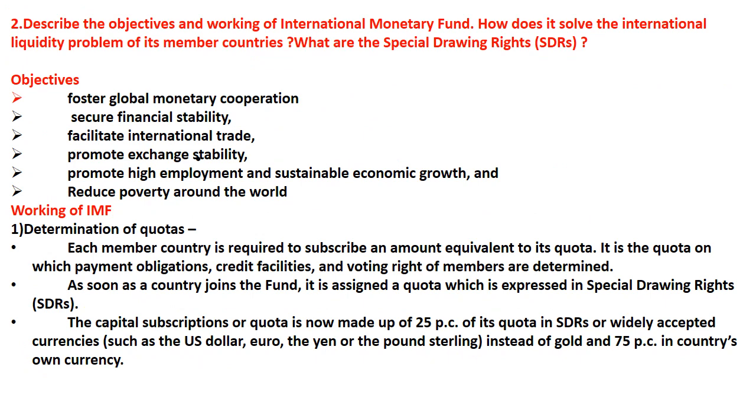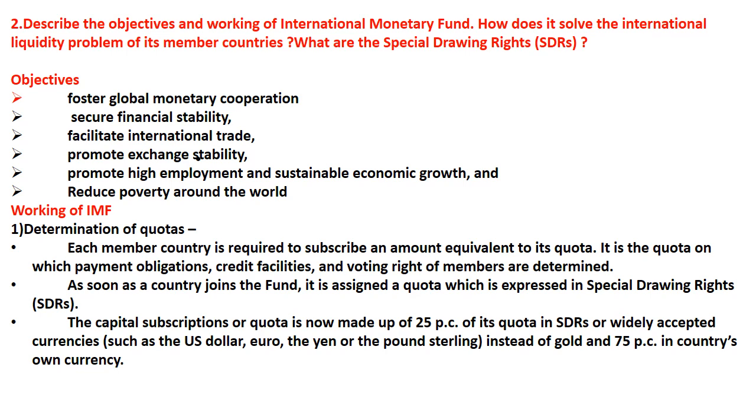Now the second question: what are the objectives of IMF, how does it work, and how does the IMF solve the international liquidity problem, then what are special drawing rights. Okay, so first we are going to discuss the objectives. Objectives include fostering global monetary cooperation, securing financial stability, facilitating international trade, promoting exchange stability, promoting high employment and sustainable economic growth, and reducing poverty around the world.